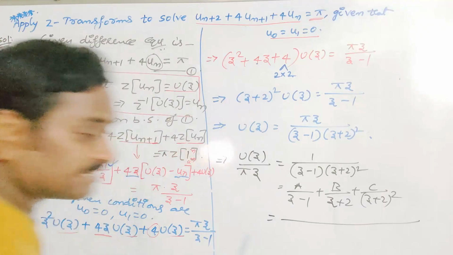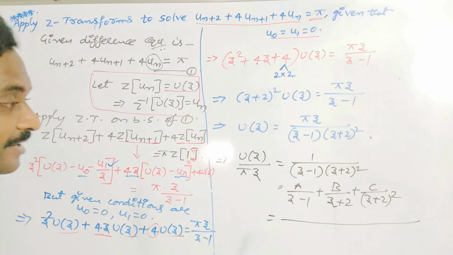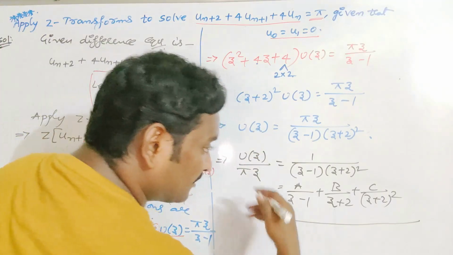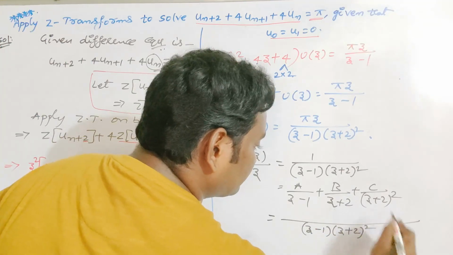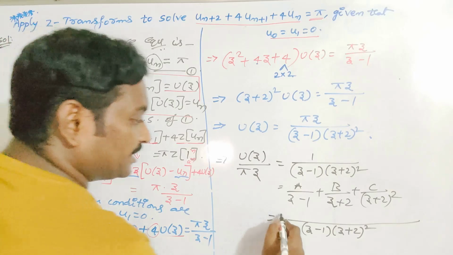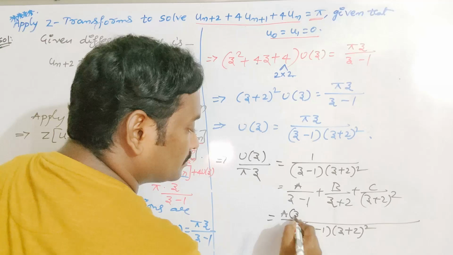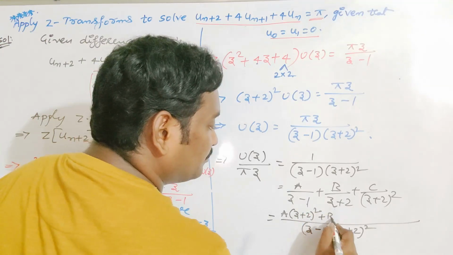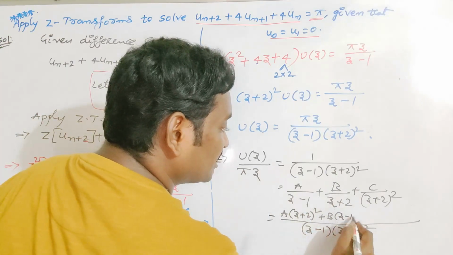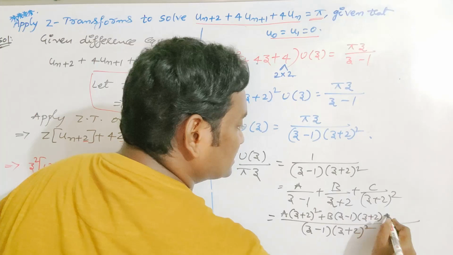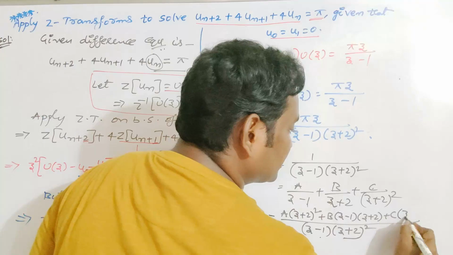So what is the LCM? First take the LCM. For this type of denominators, we do not have any trick to get the values of A, B, C, that's why I am using the general method. Z minus 1 into Z plus 2 whole square is the LCM. Numerator is A into, already Z minus 1 is there, so you should multiply with a different factor, Z plus 2 whole square, plus B into, only one Z plus 2 is there, so you should multiply with another term Z minus 1 and another Z plus 2, plus C into, already Z plus 2 whole square is there, multiply C with another different factor, which is Z minus 1.